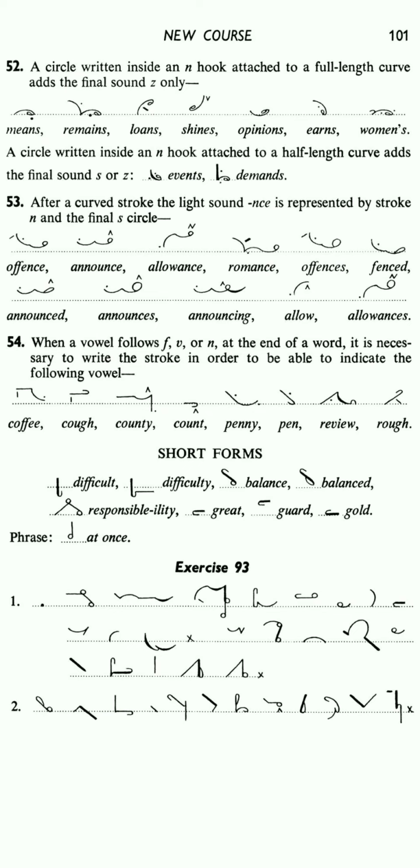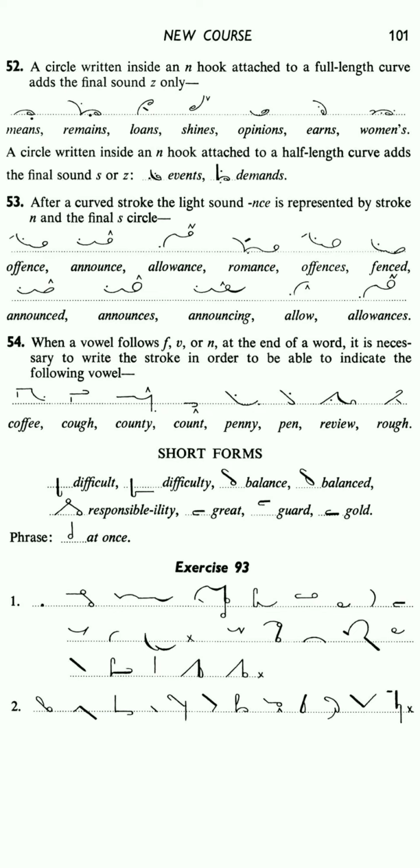But in allowances, upward L with N stroke with double S circle is used here above the line, light dot on the first place of upward L before it, and triphone is used here on the third place of N before it. Next is when a vowel follows F, V or N at the end of a word, it is necessary to write the stroke in order to be able to indicate the following vowel.